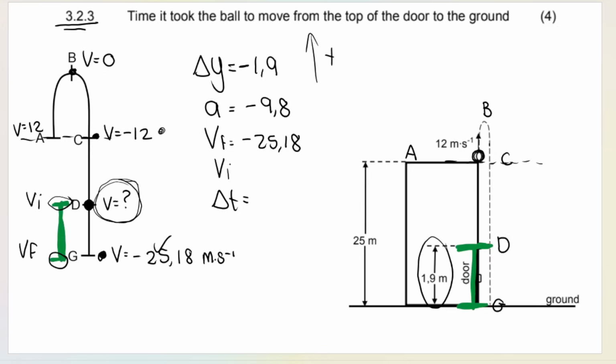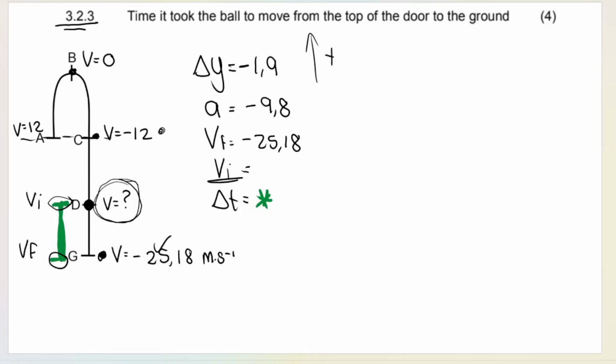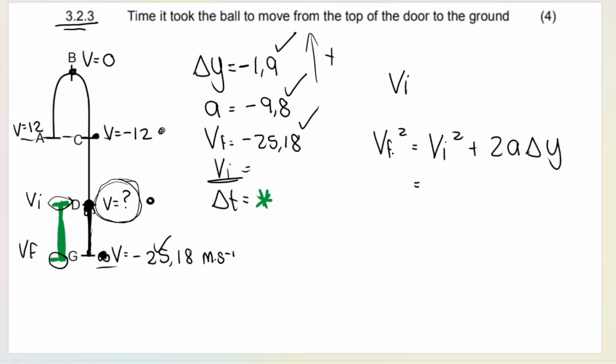So, step one, in order for me to find time, so this is my ultimate goal, I first need to find VI. And how am I going to do that? Well, if I'm looking for VI, I have delta y to get from here to here. To get from here to here, it's 1.9 meters. So I know that. I know acceleration and I know my final velocity. So I can find VI by using the following equation: VF squared equals VI squared plus 2a delta y. Again, VF squared, negative 25.18 squared. VI squared is what I'm looking for. Acceleration, negative 9.8. And delta y is negative 1.9.